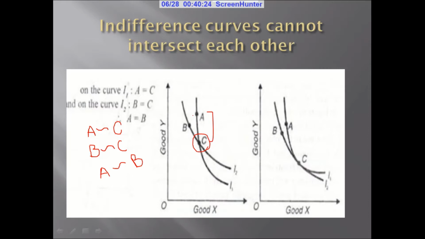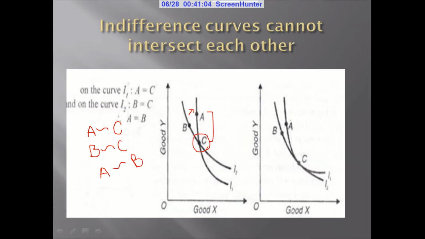But we can see that point B is on the lower indifference curve because it is nearer to the origin, and point A is away from the origin, which means it shows higher utility, or it belongs to a higher indifference curve relative to point B. It's not possible if the preferences are transitive. Here the transitivity is violated.